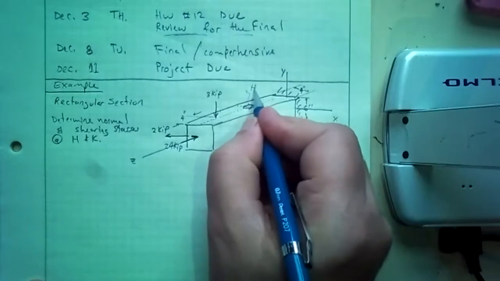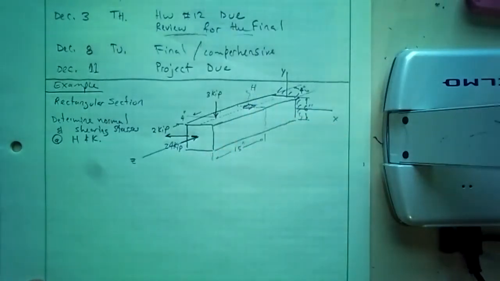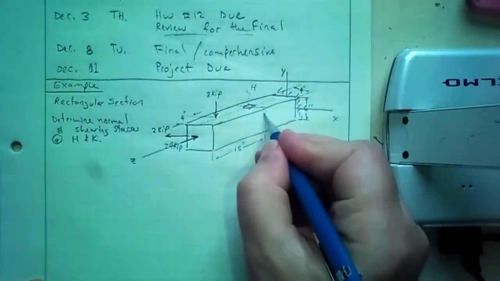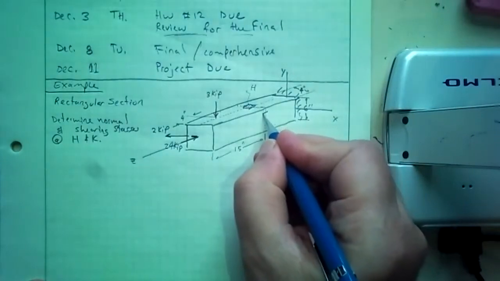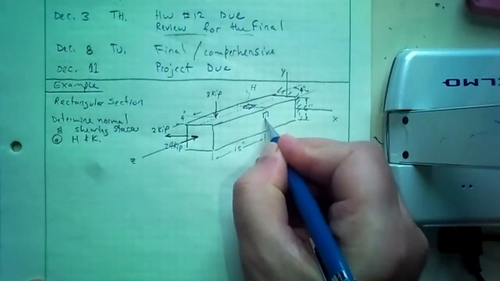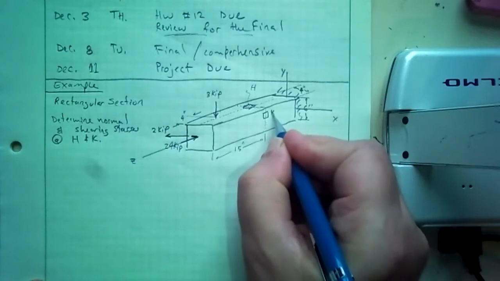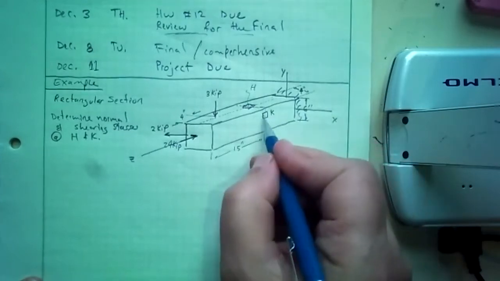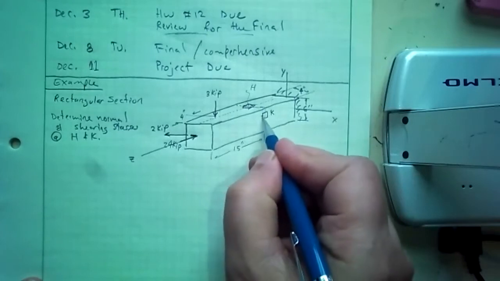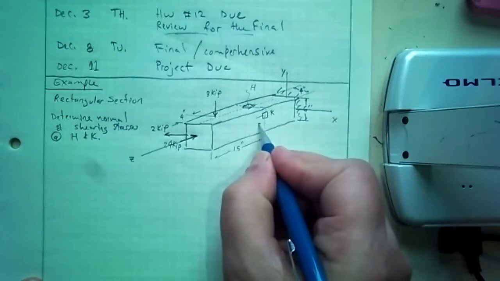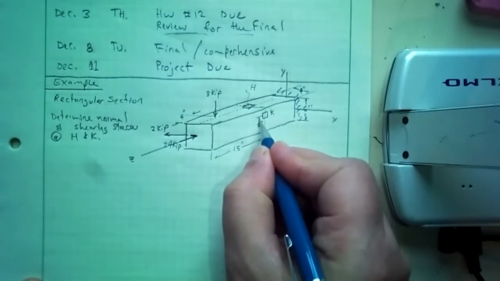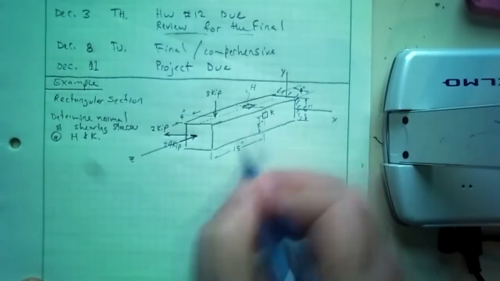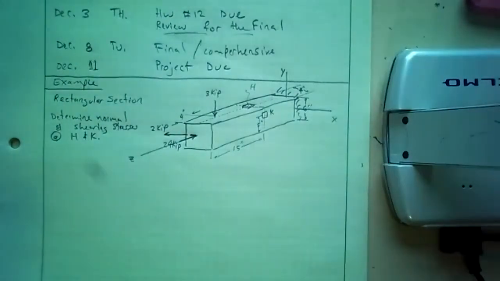H. K is right there. And K is not in the middle, it's 5 inches from the bottom. Right. So that's all I got.